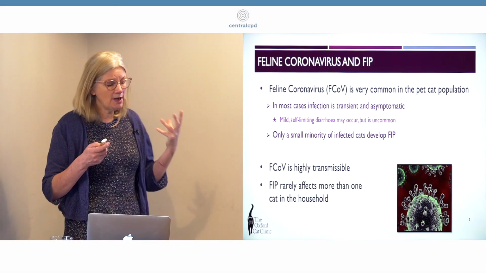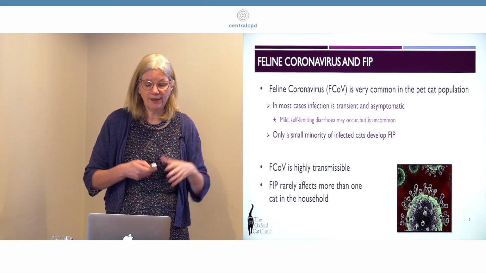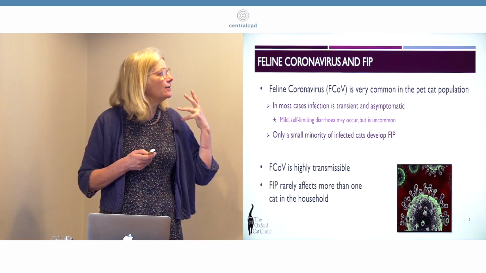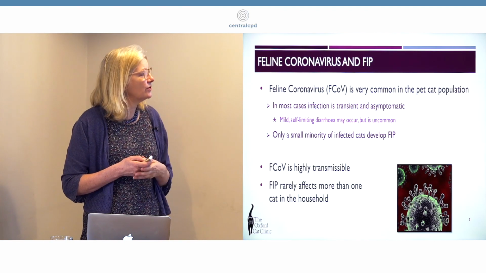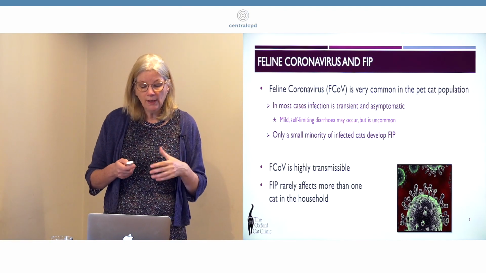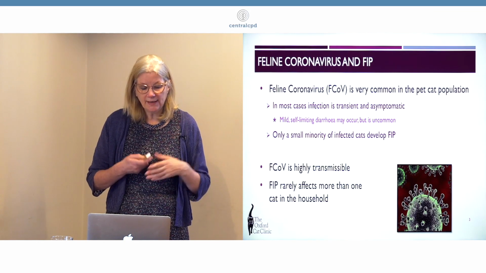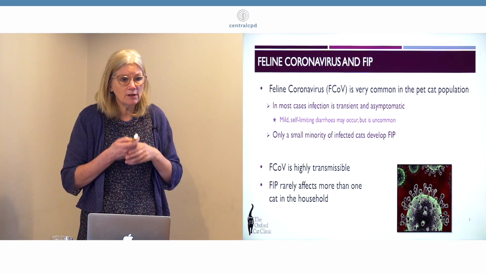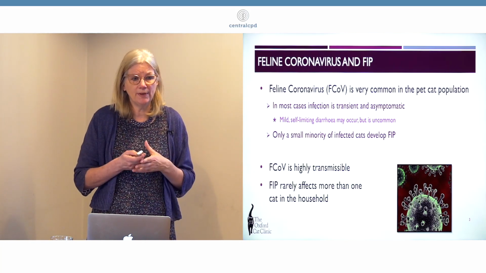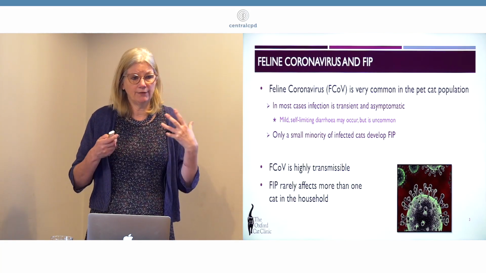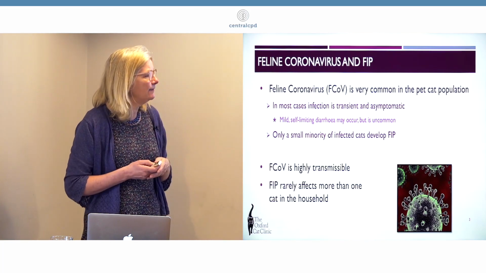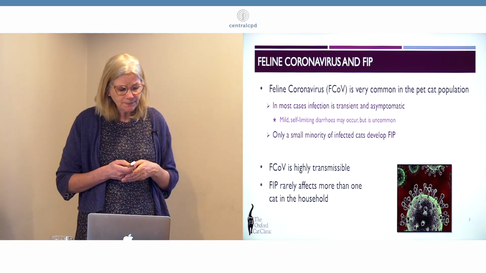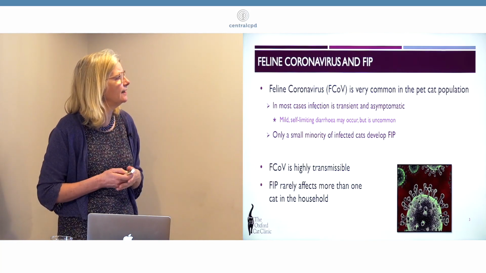So coronavirus, we know, is very, very common in the pet cat population, always has been, probably always will be. And in most cases, infection is short-term. It doesn't cause any clinical signs at all. No one would be aware of it, and indeed many breeders and owners of multi-cat households are completely unaware that they have coronavirus in their population and get very upset, frustrated, disbelieving when they suddenly discover that it is there and probably has been there for a long time. So in the vast majority of cats, it will do nothing.